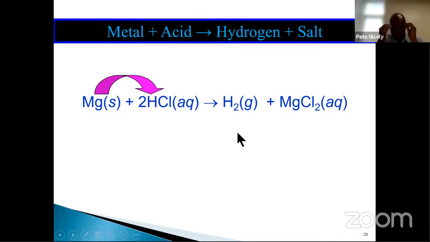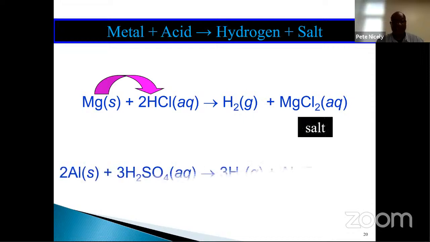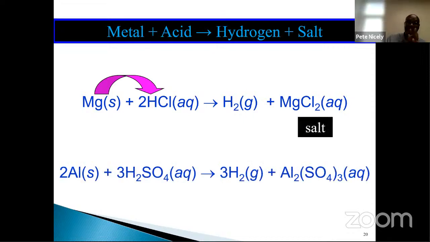Another example is this example right here. Aluminum reacting with sulfuric acid to form aluminum sulfate and hydrogen.